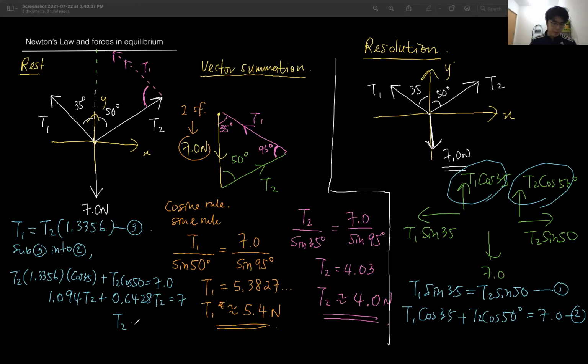Okay, so T2 equals to 4.0, same answer. Sub back into 3, and you get T1 equals to 5.4 Newton.